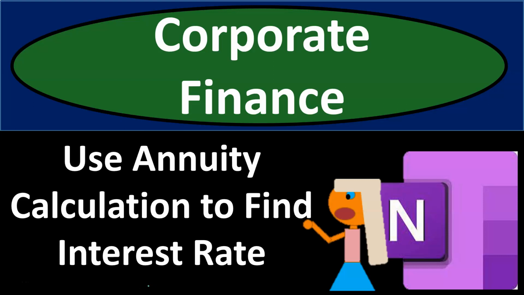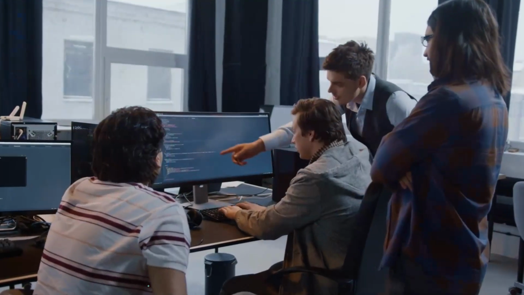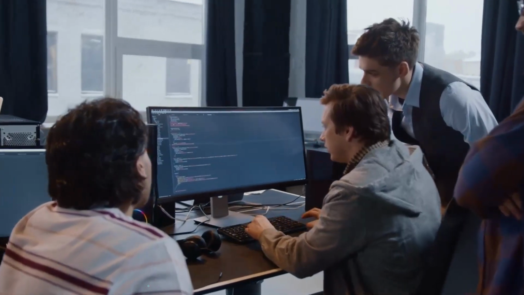Corporate finance practice problem using OneNote. We're going to be using an annuity calculation to find the interest rate. Get ready. It's time to take your chance with corporate finance.